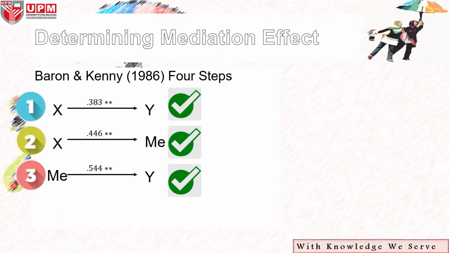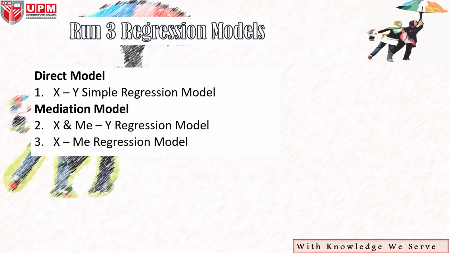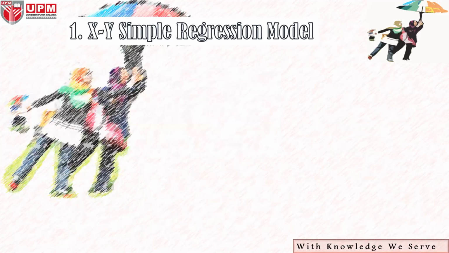Now the fourth criteria. So barulah kita boleh buat yang keempat. Sebenarnya step yang betul-betul mediation analysis in Baron and Kenny adalah step number 4. Okay. So then we identify the two model, direct model. For direct model, we need to run the X to Y simple regression analysis. For mediation model, kita kena run one simple linear regression analysis and one multiple linear regression analysis. Okay, dua.